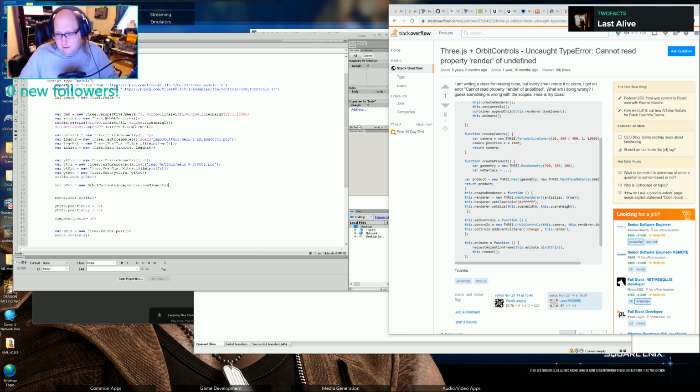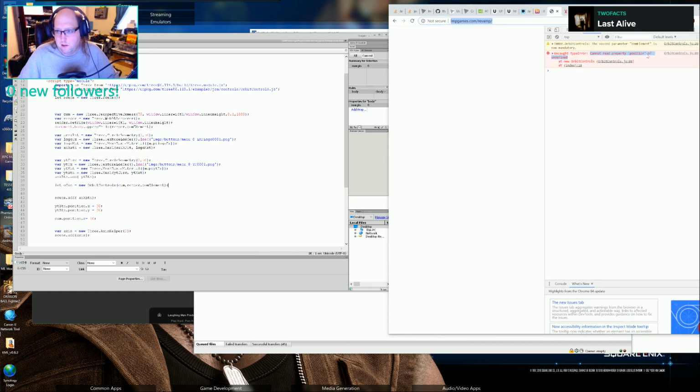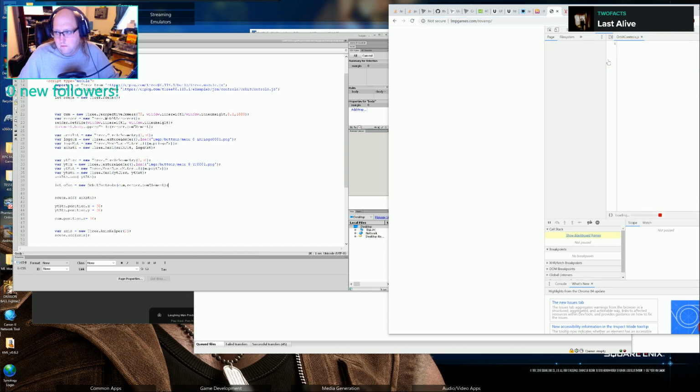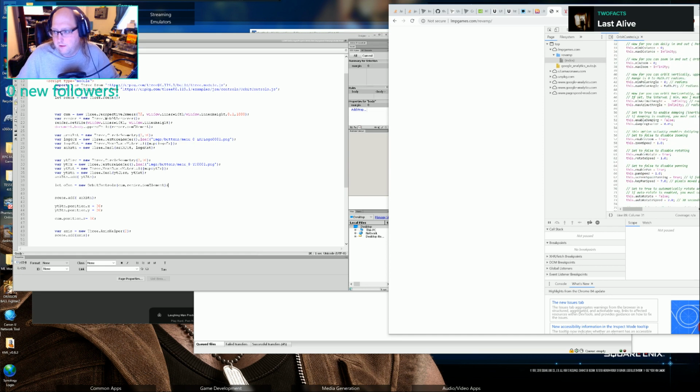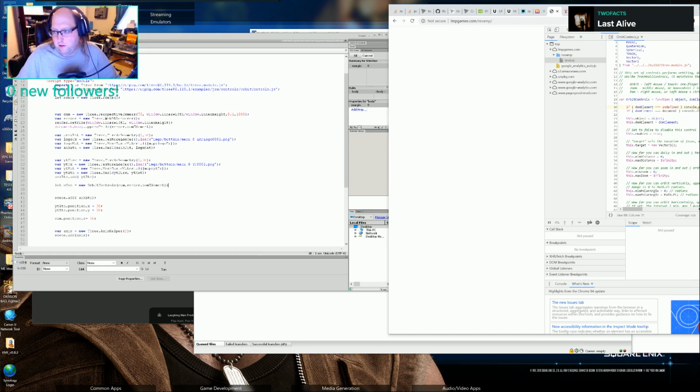I think what's going on is that 3JS and Orbit Controls both have a, well, it's not render though. It's actually a cannot read property position of undefined. So this dot position zero, this position object, whatever. So this thing here is saying that this is undefined. So this would be the instantiation of orbit controls, I guess. Maybe. Seems a reasonable assumption.